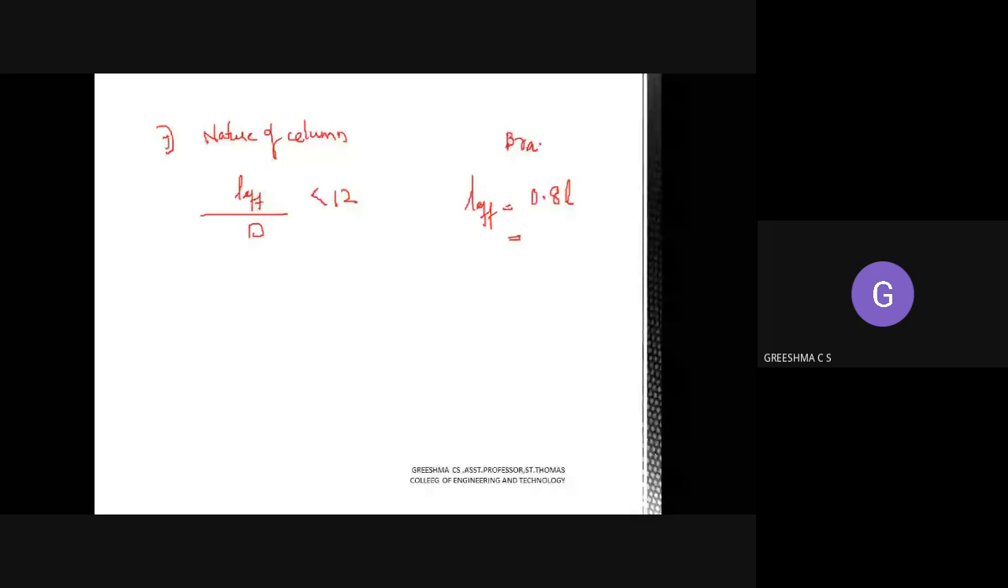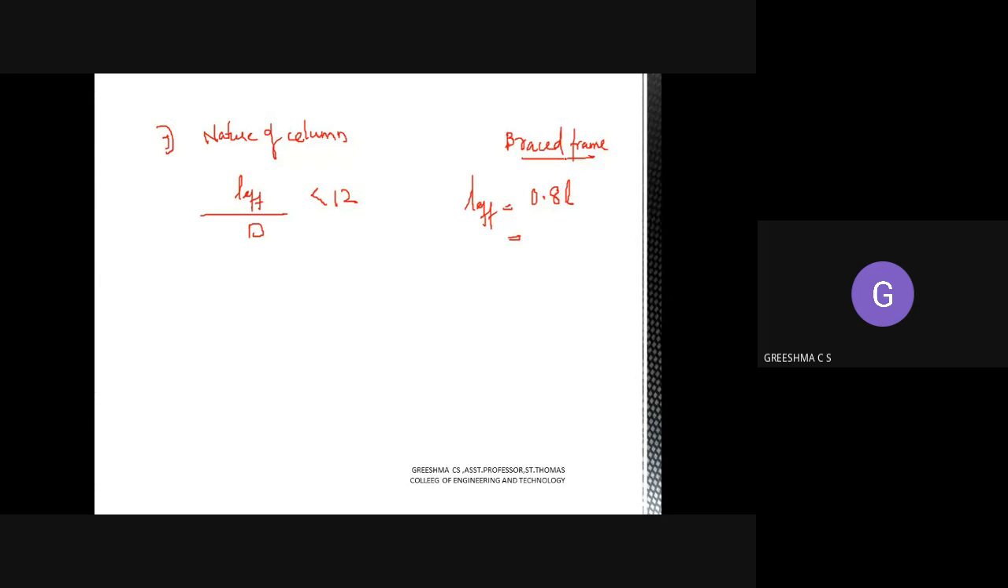Okay, so short column means what? L effective in the least lateral dimension should be less than 12. That is for the braced frames. In case of braced frames, that will come as the second criteria of IS code page number 94.